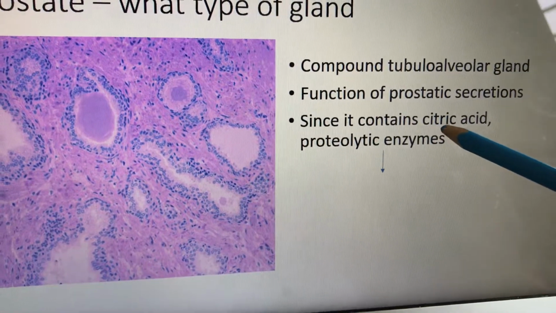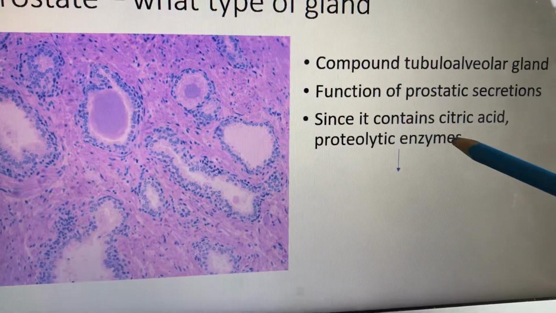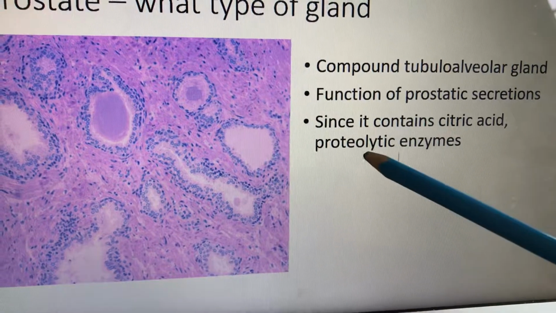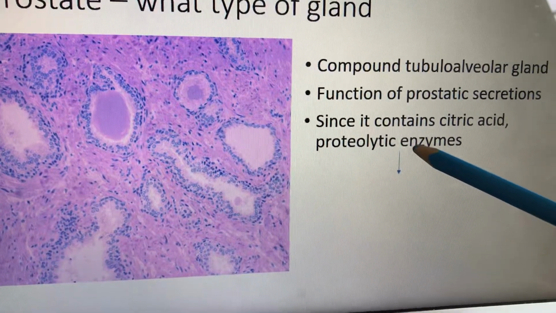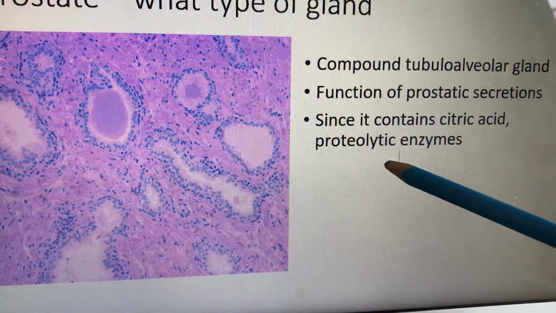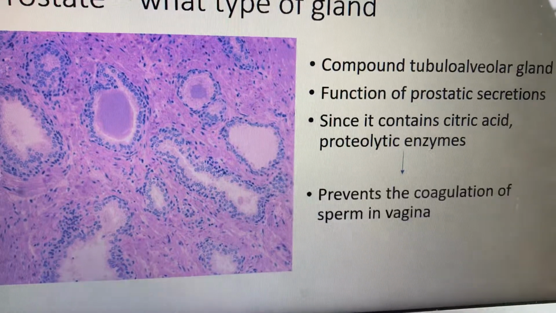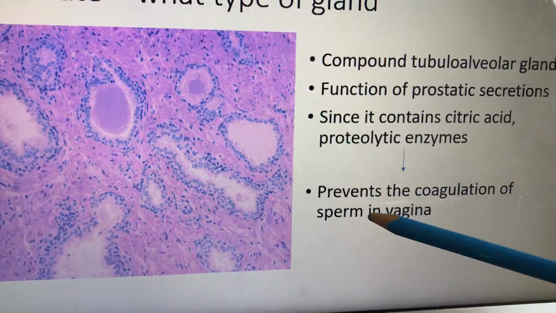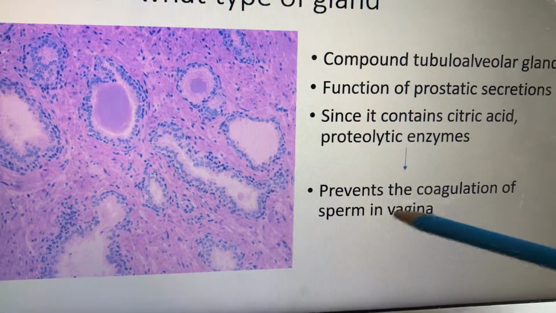Function of the prostatic secretions. What does it contain? It contains citric acid and proteolytic enzymes. So what is the role of these proteolytic enzymes? It prevents the coagulation of the sperm. Sperm should not get coagulated.